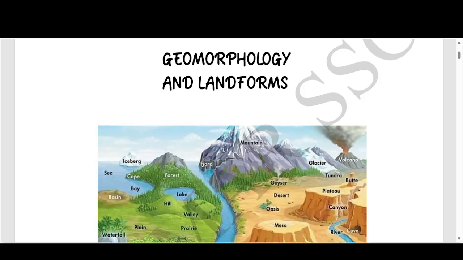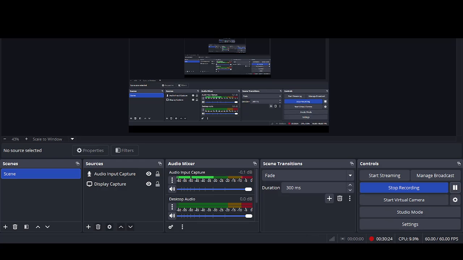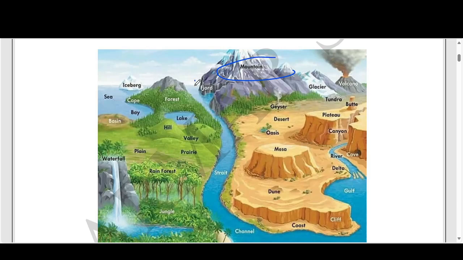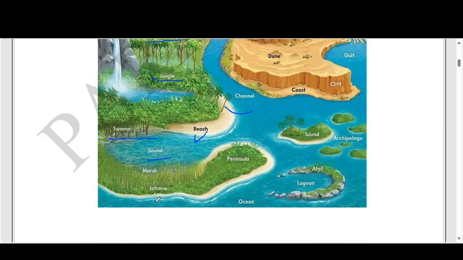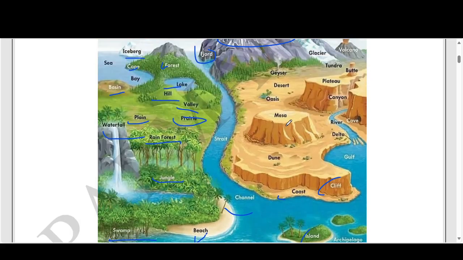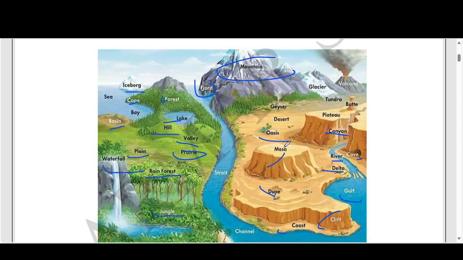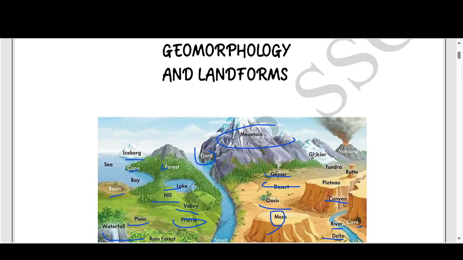Next topic, landforms. Mountains, fjords, forest, cape, iceberg, sea, bay, basins, lake, hill, valley, prairie, plain, waterfall, rainforest, jungle, canal, beach, swamp, sound, marshes, storms, peninsula, ocean, lagoon, atoll, archipelago, island, cliff, coast, dune, gulf, delta, river, cave, canyon, oasis, mesa, desert, glaciers, plateau, butte, tundra, glacier, and volcanoes.